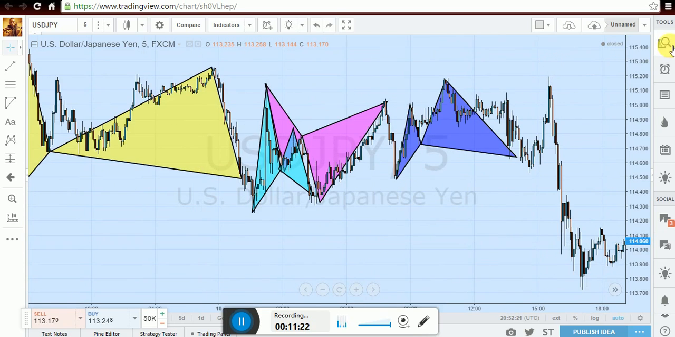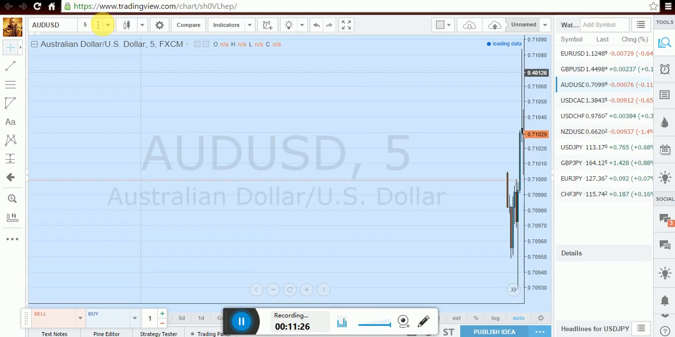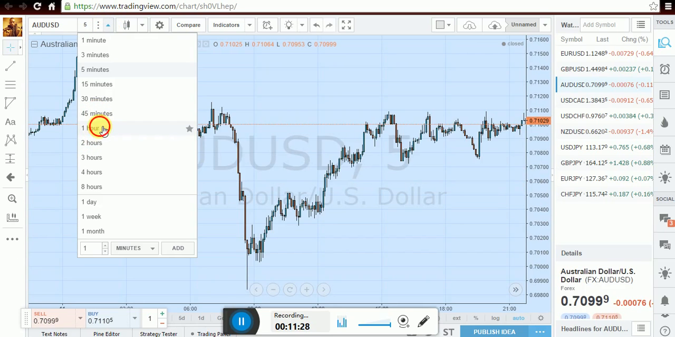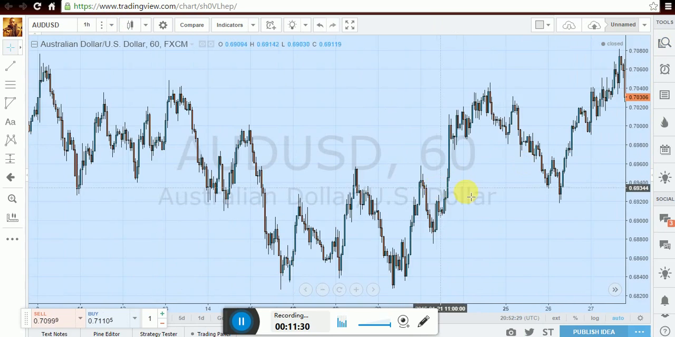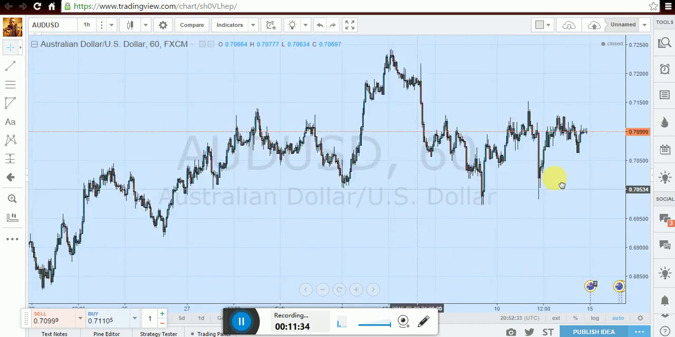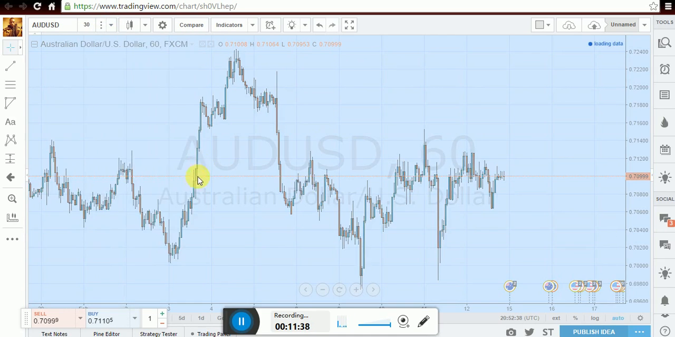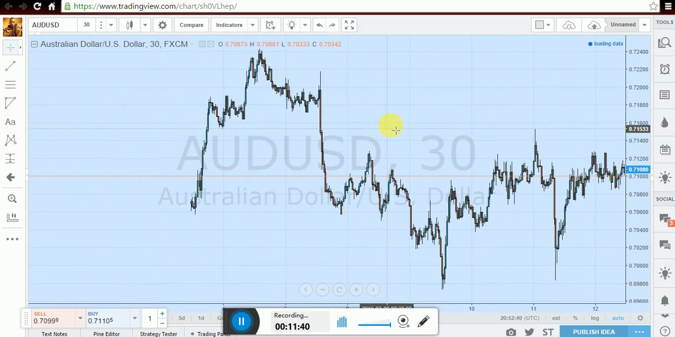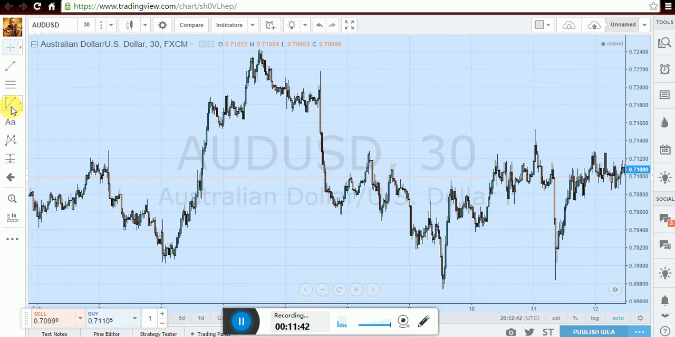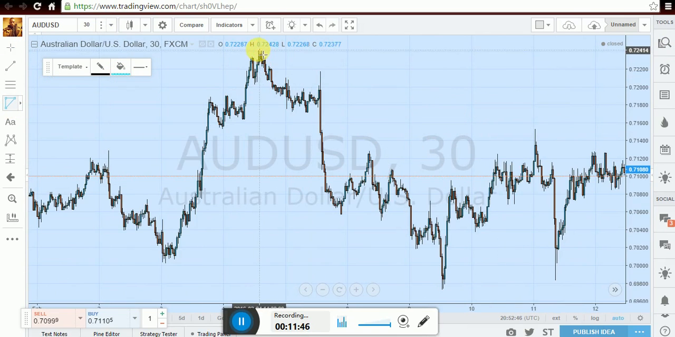So the next currency pair I'm going to look at is the Australian dollar against the US dollar. I'm actually going to put this on a much higher time frame and show you guys the patterns that I can see. Actually, let me drop it down to the 30-minute time frame. So looking at this chart on the 30-minute time frame, I'm just going to go ahead and draw all the patterns that I can see. I think it's not a lot, it's about 3 or 4.